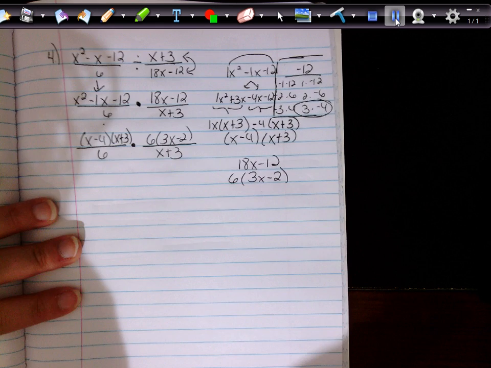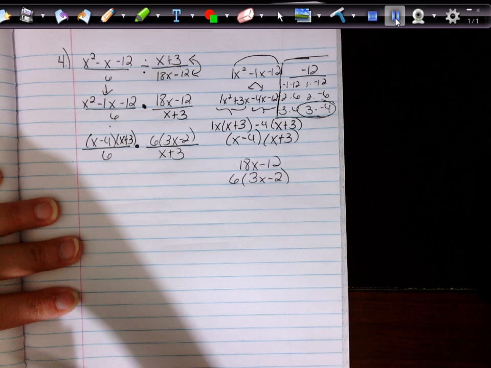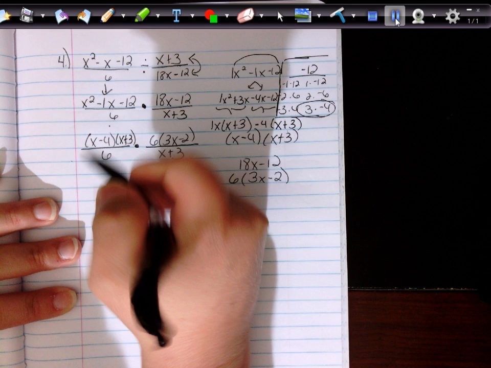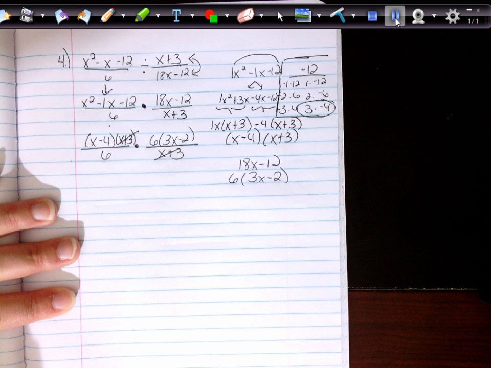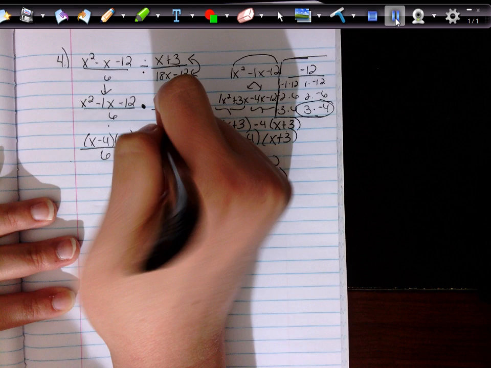Alright, so again we're going to go through and mark out what we have that's the same. I have an x plus 3 on the top and 1 on the bottom. So I can mark those out. I also have a 6 on the top and a 6 on the bottom that I can mark out.